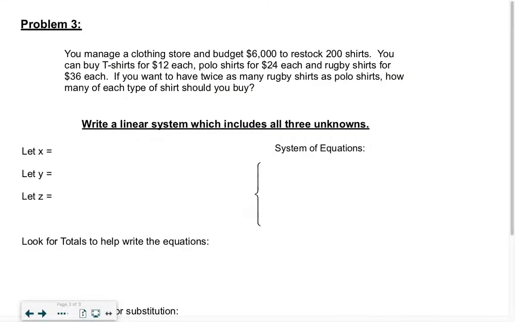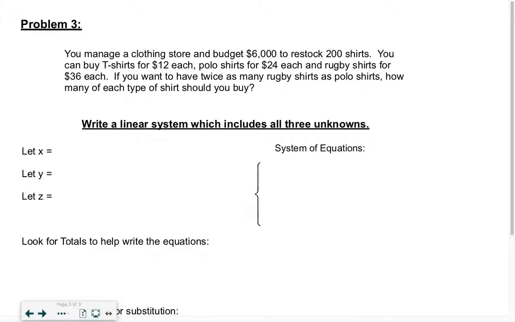You manage a clothing store, but it's $6,000 to restock 200 shirts. You can buy t-shirts for 12, polo shirts for 24, and rugby shirts for 36. If you want to have twice as many rugby shirts as polo shirts, how many of each type of shirt should you buy?